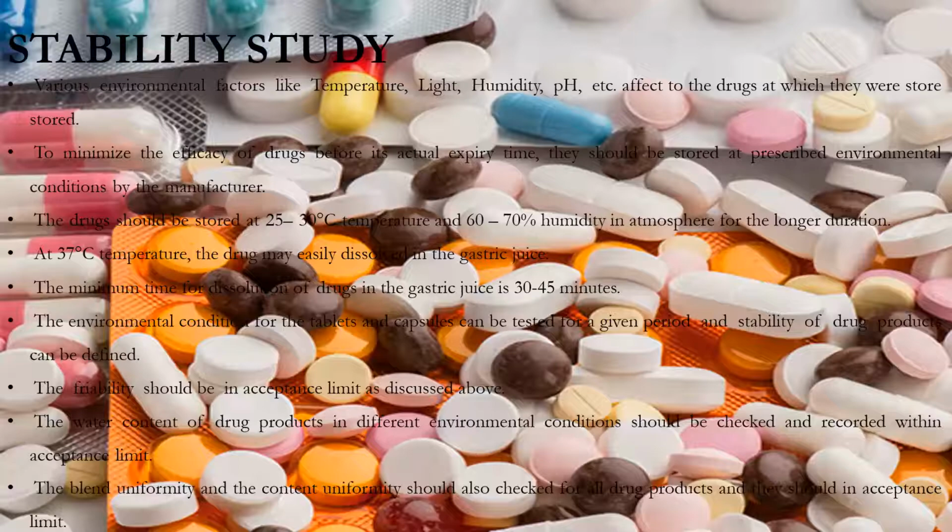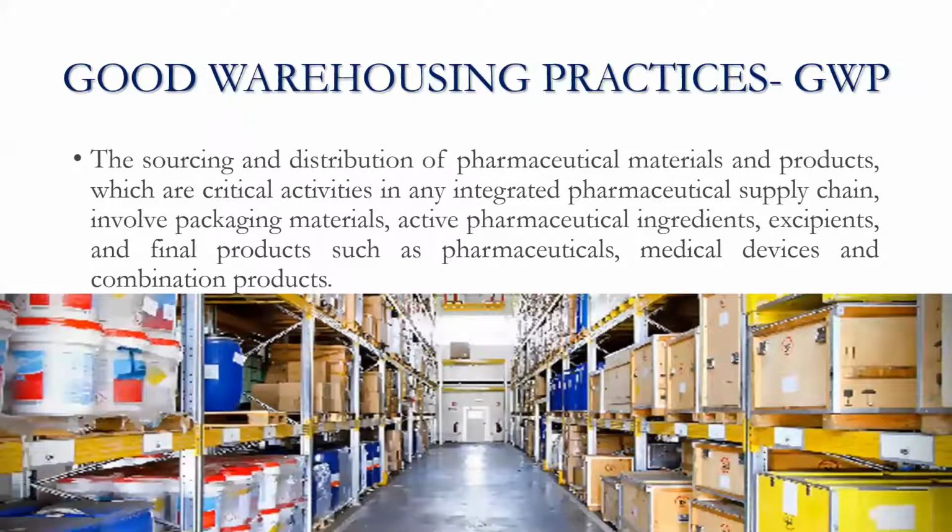So these are the things about stability. Now we'll discuss GMP and GWP. GWP is good warehousing practices. So why is it required? Because, as we saw in the stability study, we need to fix the warehousing condition, or we can say storage condition. The sourcing and distribution of pharmaceutical materials and products are critical activities in any integrated pharmaceutical supply chain. This involves packaging material, active pharmaceutical ingredients, excipients, and final products such as pharmaceuticals or medical devices. The combination of the products at some place is known as a warehouse.